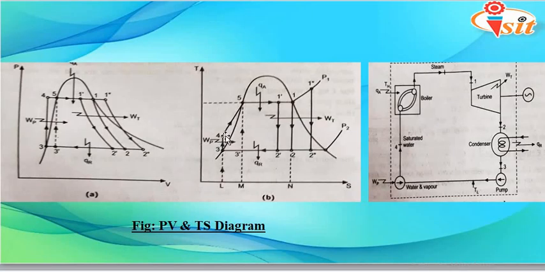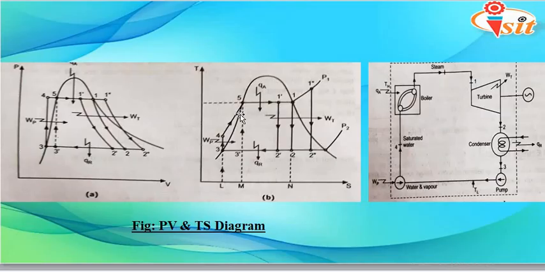Then comes the next process, that is process 4 to 1. So here we can see that there are two parts, that is 4 to 5 and then 5 to 1. This line 4 to 5, we call it sensible heating. So whatever heat is absorbed in the condenser, the temperature of the steam coming from the turbine will be reduced, and due to that heat exchange process, the temperature of water will be below the saturation temperature.